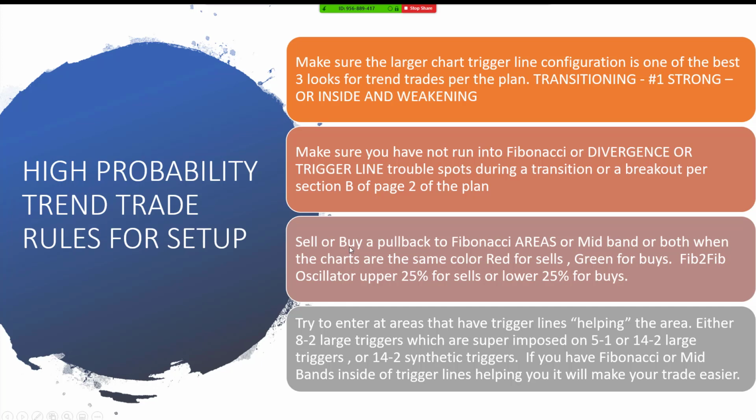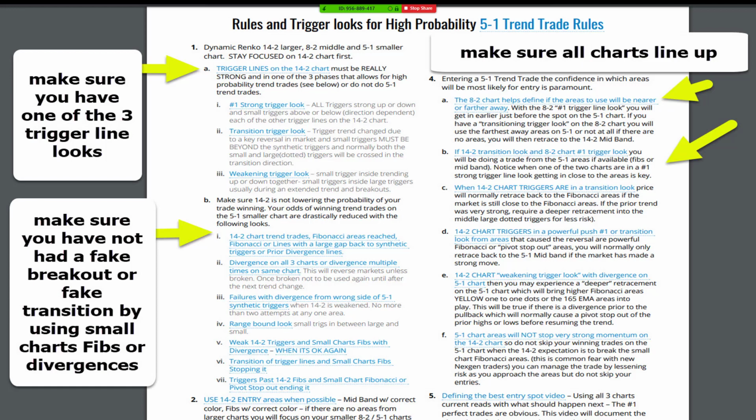So the idea for us is we want to buy a pullback to our areas when all of the charts say the same thing at the same time and all of our rules are met. So we want trigger lines helping the areas. We want fibs helping the areas. And again, let me show you this one slide real quick. This is a page from our trading plan. And again, it kind of echoes the exact same thing that we talk about.